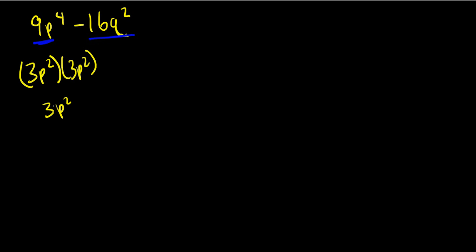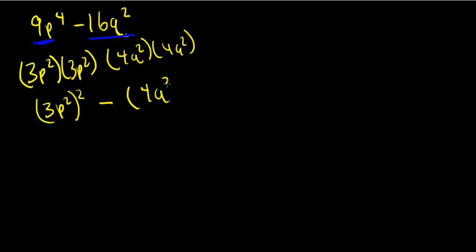Now let's look at the second term, 16q squared. If we did 4q squared times 4q squared, we would end up with 16q squared. Actually, if we did 4q times 4q, not q squared. Now, because they're both perfect squares, we know that it's a difference of two squares.